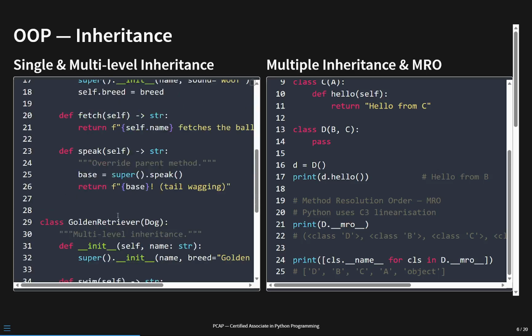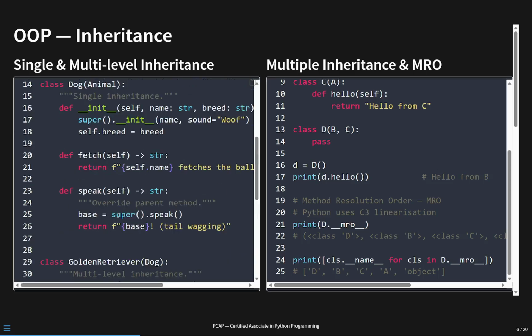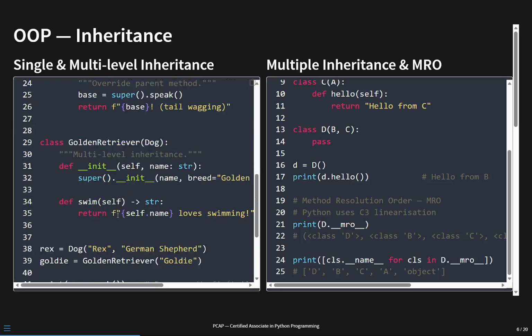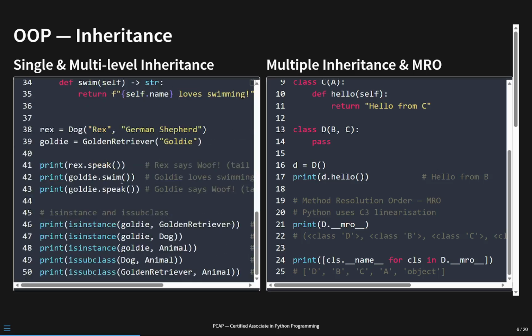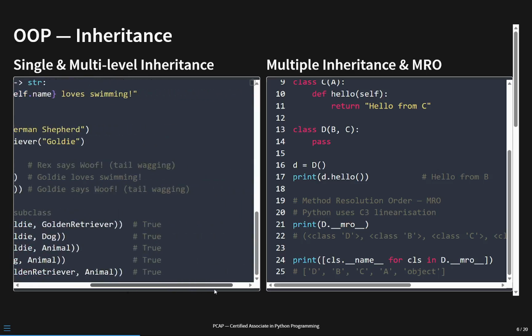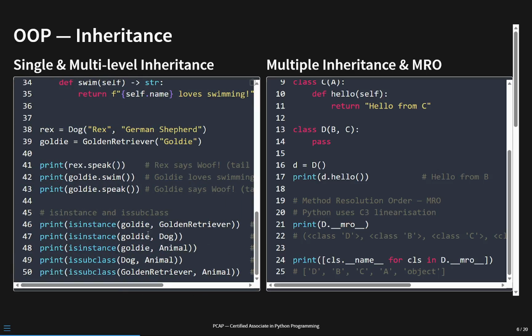Next, isinstance and issubclass, two critical functions. isinstance(goldie, Dog) returns True. isinstance(goldie, Animal) also returns True, because GoldenRetriever inherits from Dog, which inherits from Animal. isinstance checks the entire inheritance chain. type(goldie) == Animal would return False. type returns the exact class, not the hierarchy. Always prefer isinstance in real code.